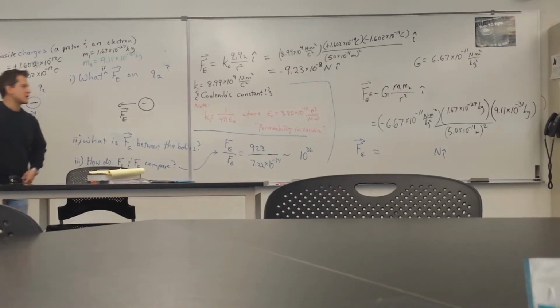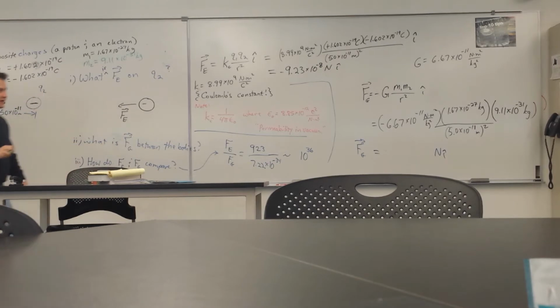We can get a number for that and you can help me with that number. Negative 4.06 times 10 to the negative 47.